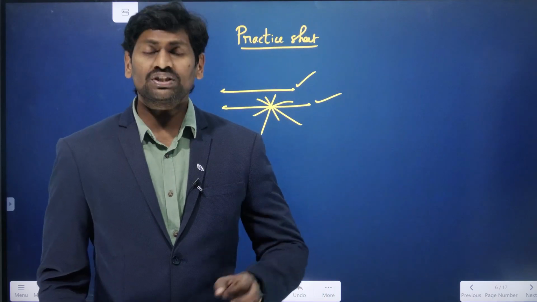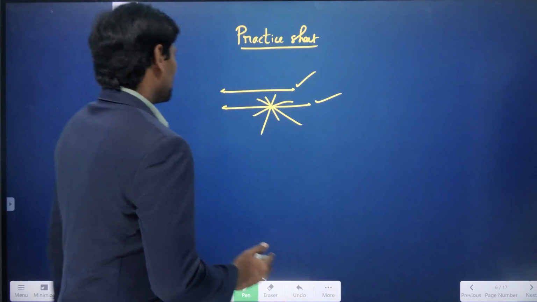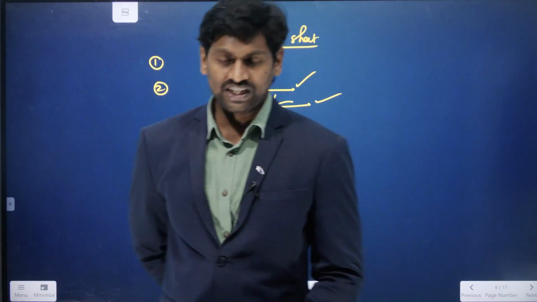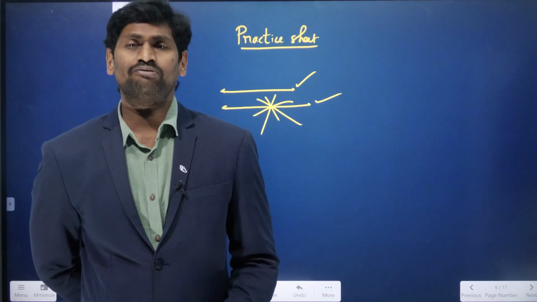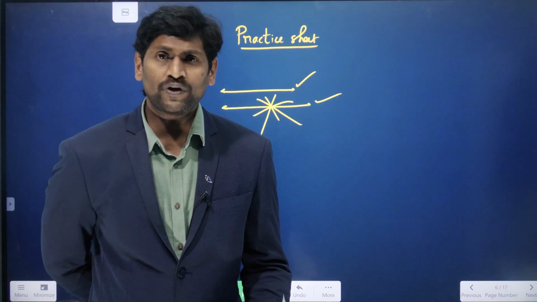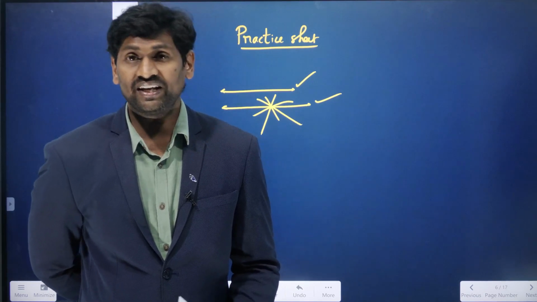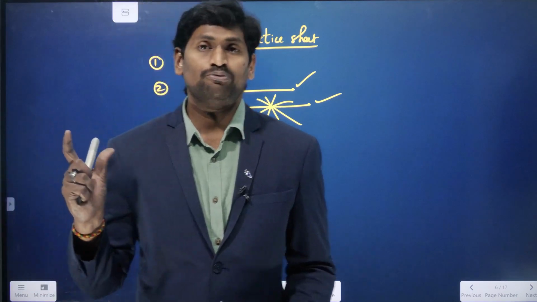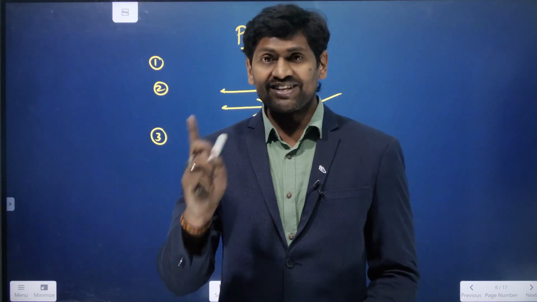Identify the true statements. Here, some statements are given. Let me read them. First one: a line has only one endpoint. Do we have endpoints on a line? A line has no endpoints. We discussed this already. Only a line segment has two endpoints. A ray has one endpoint. So the first statement is false.